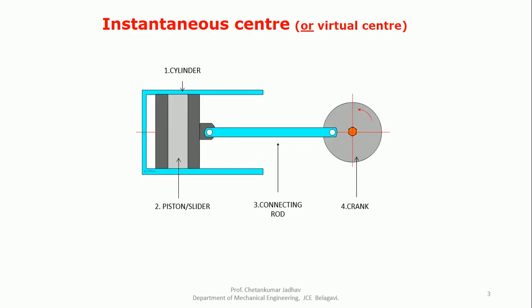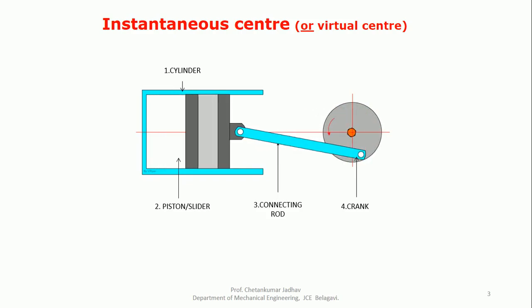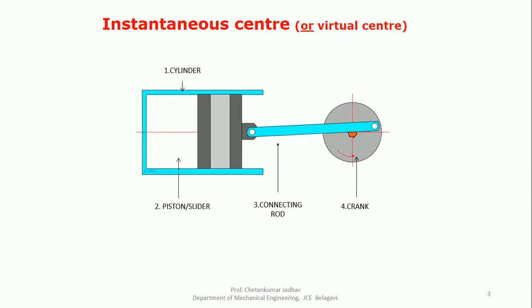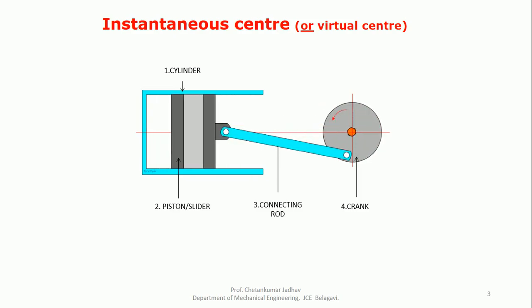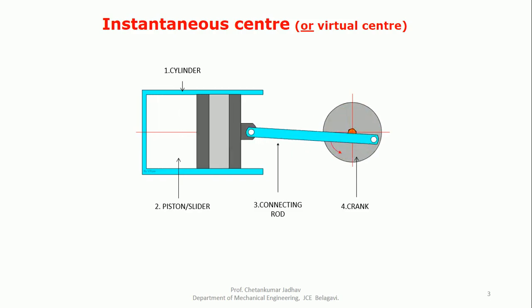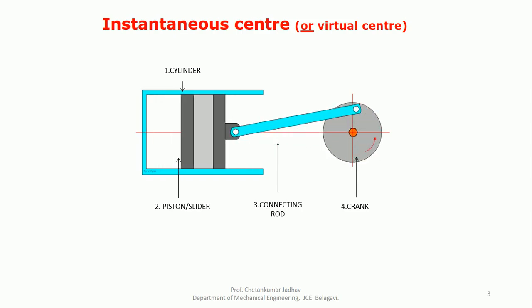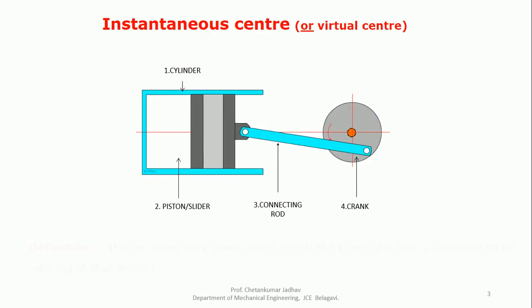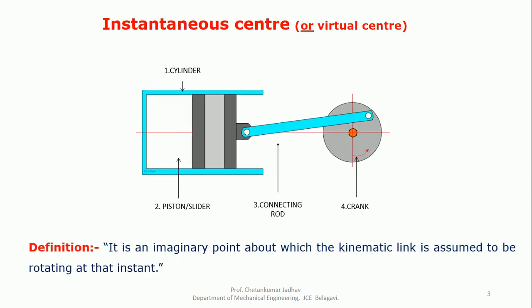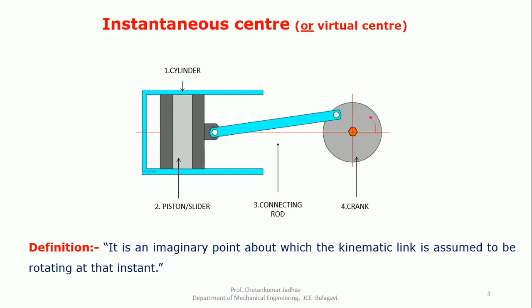But when we consider a connecting rod, it will be having a combination of linear motion as well as a rotary motion. Hence, in case of a connecting rod, it is very difficult to find the angular velocity and angular acceleration. To overcome this problem, we will assume that the connecting rod will be rotating about an imaginary point which is known as an instantaneous center. Hence, we can define an instantaneous center as an imaginary point about which the kinematic link is assumed to be rotating at that instant.